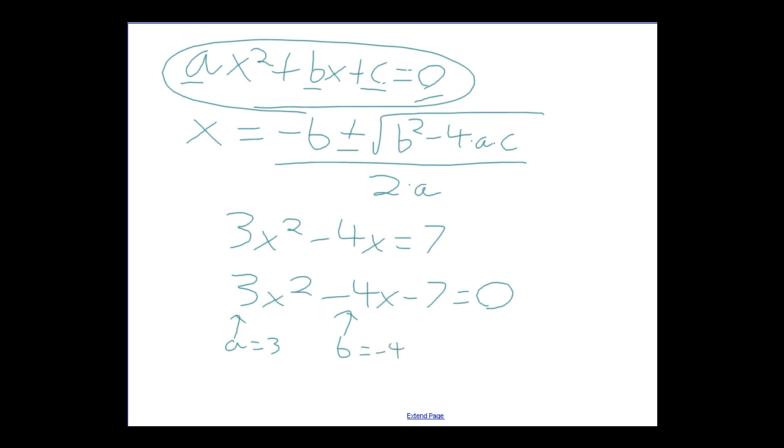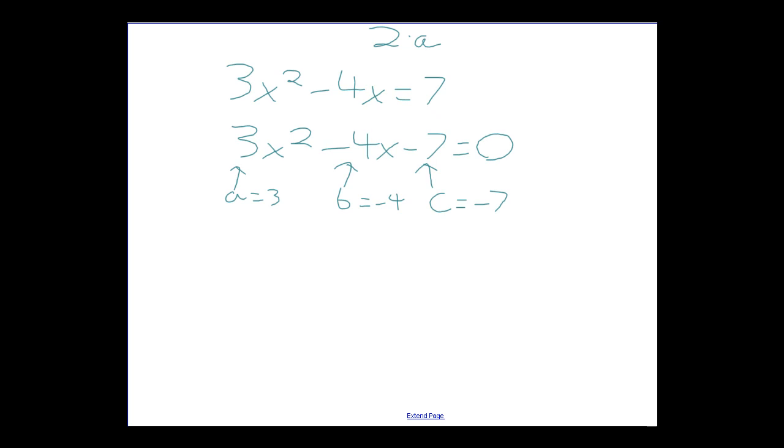Take note of that because in this example on top we have plus bx. Since this is minus 4x, our b value is negative 4. And it will be the same here for our c value. Since it's minus, c will equal negative 7. So from here we can simply plug these numbers into our formula to get the solution.